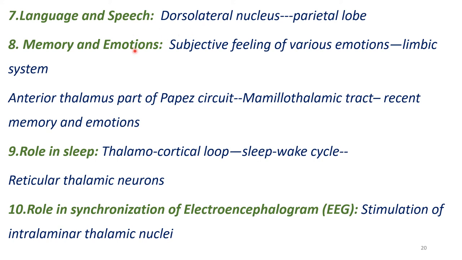Then memory and emotions: again, the thalamus plays a role. We're talking of different nuclei's connections with the hypothalamus and with the limbic system. So the subjective feeling of various emotions is produced through it, and it acts as a part of the limbic system. Basically, it has connections with the frontal cortex and hypothalamus.